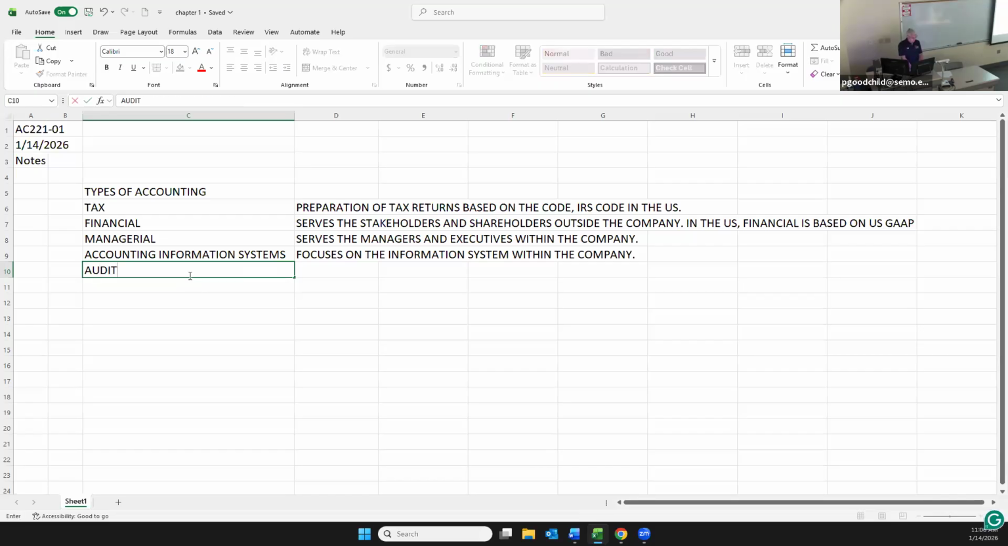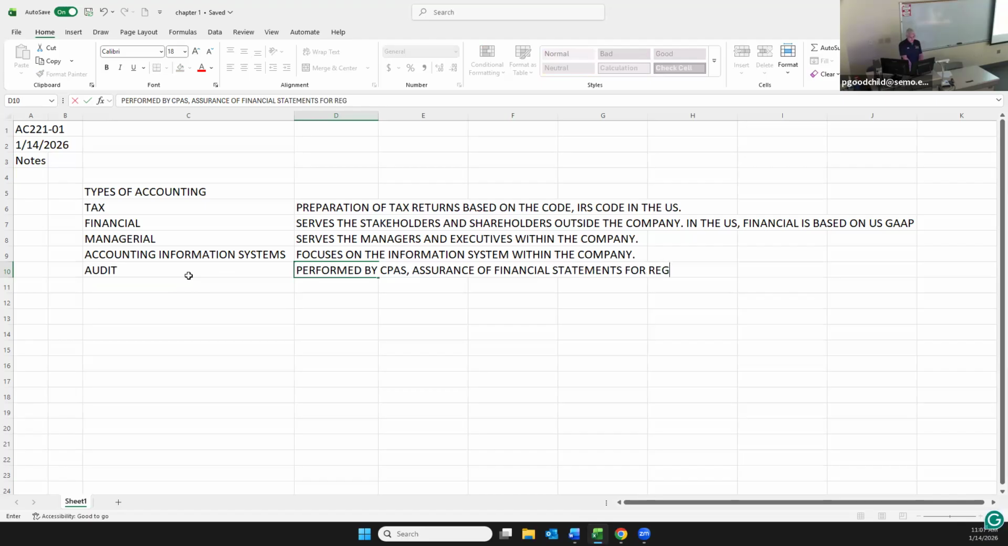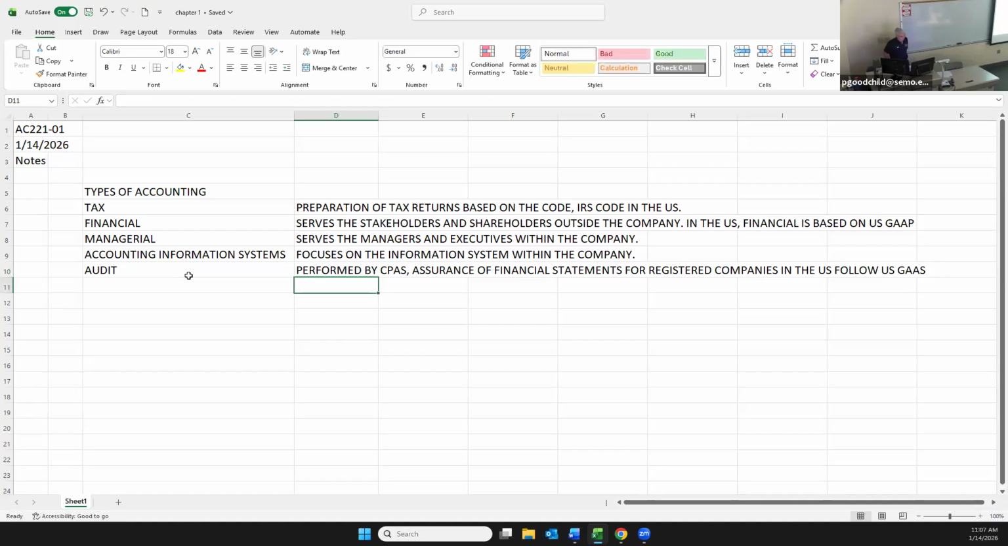You have audit. And this is performed by CPAs. It's assurance of financial statements for registered companies. In the US, they follow US GAAS, generally accepted auditing standards.